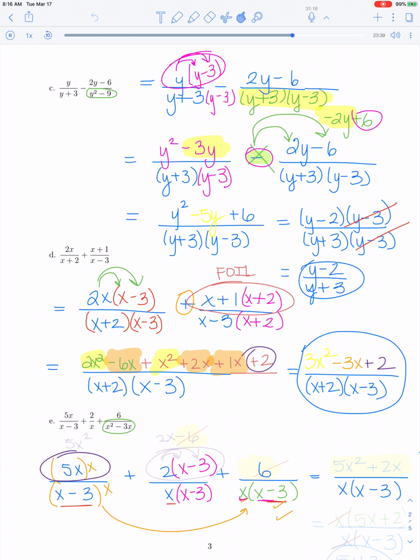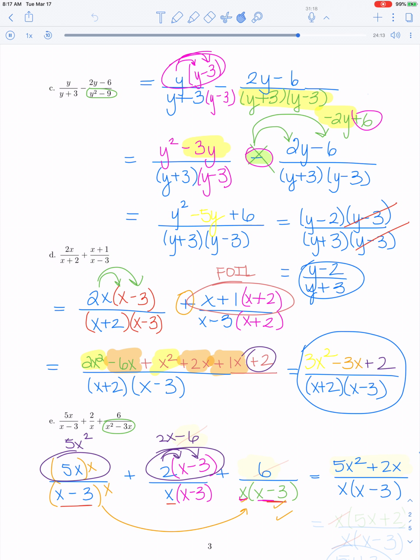Multiplying the top by an x, well, 5x times x gets you 5x squared. Multiplying the top of the middle one by an x minus 3 means you distribute the 2 to the x minus 3, which would get you 2x minus 6. So now we can just add and subtract across the top. Well, the 5x squared doesn't have anything to combine with it, so it's going to stay the same. Same thing with the positive 2x.